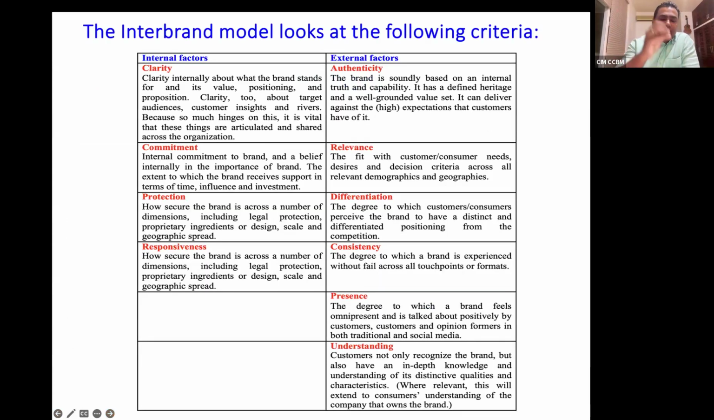They look at brand clarity, the commitment of the brand, and you have their definitions here, the protection of the brand, the responsiveness of the brand, and external factors like the authenticity of the brand. How authentic is the brand? Now, some of these words you can Google and find out the meaning, but it is expressed here as well. The relevance, the level of differentiation, consistency, the presence of the brand, like Coca-Cola, present everywhere in the four corners of the world, and the understanding of how consumers recognize the brand.